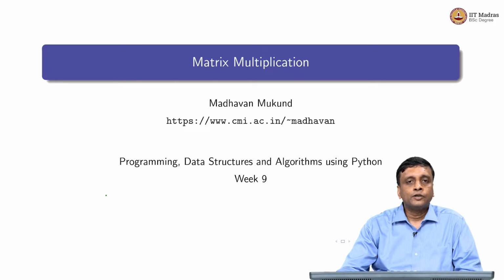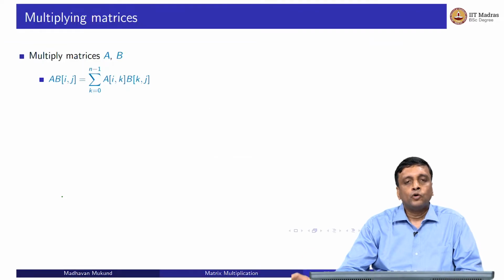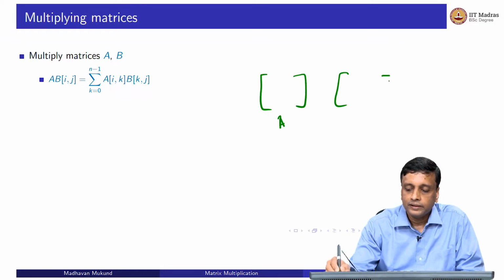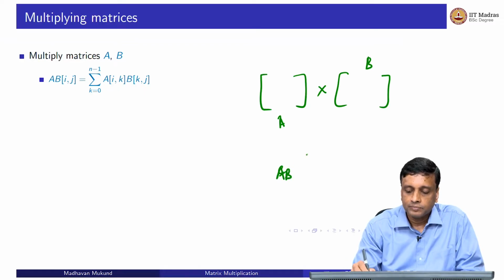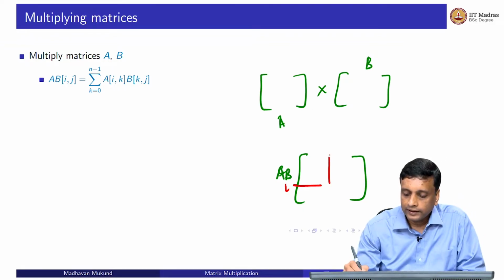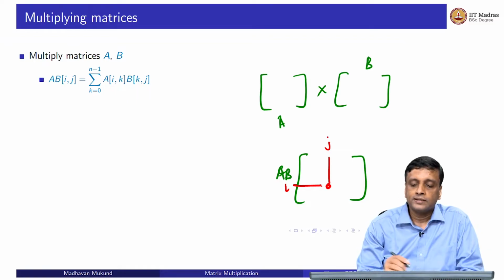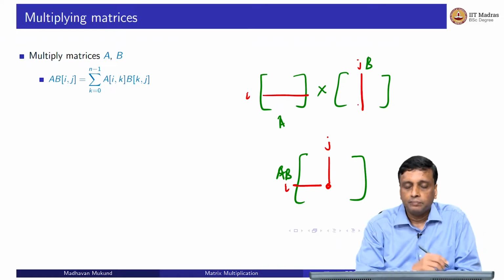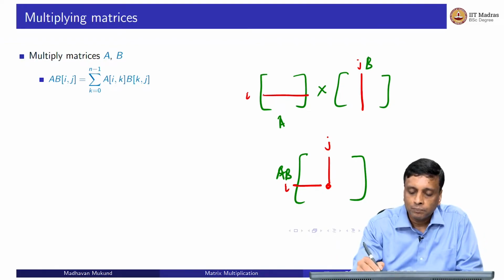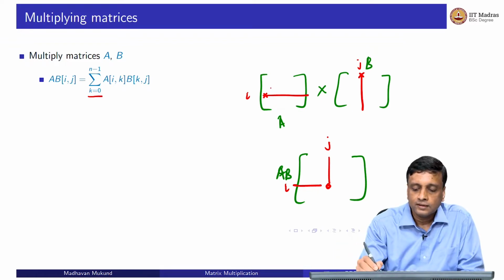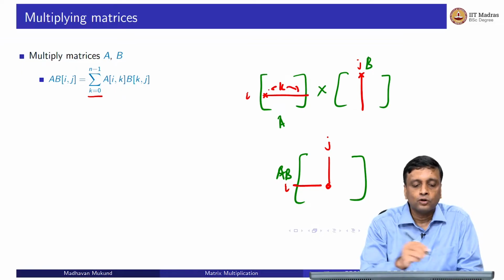So this is a problem related to matrix multiplication. So how do you multiply two matrices? Well, if you have a matrix A and a matrix B, and you want to multiply them and produce a new matrix, let us call it A times B. Now if I look at the entry in the ith row and the jth column in the new matrix, I have to take the ith row in A, the jth column in B, and then multiply these element by element. So I have to take the first element here. I have to run k through these indices from 0 to n minus 1.